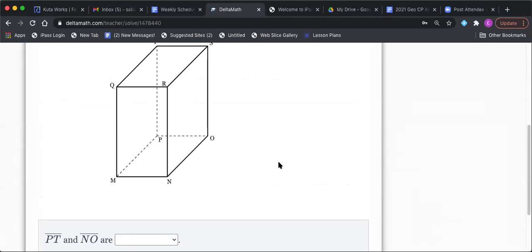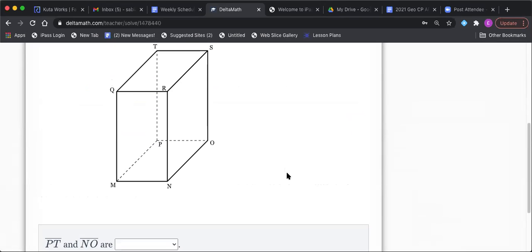All right, let's try, what is this one? Ooh, so this one, you just have to tell me what PT and NO are to each other. So here's PT and NO is over here. All right, so what would you do with these two? By the way, everybody has been selected once, so you're all back in it. So what are these two? Evan, what would you say? I think your choices are parallel, perpendicular, or skew.